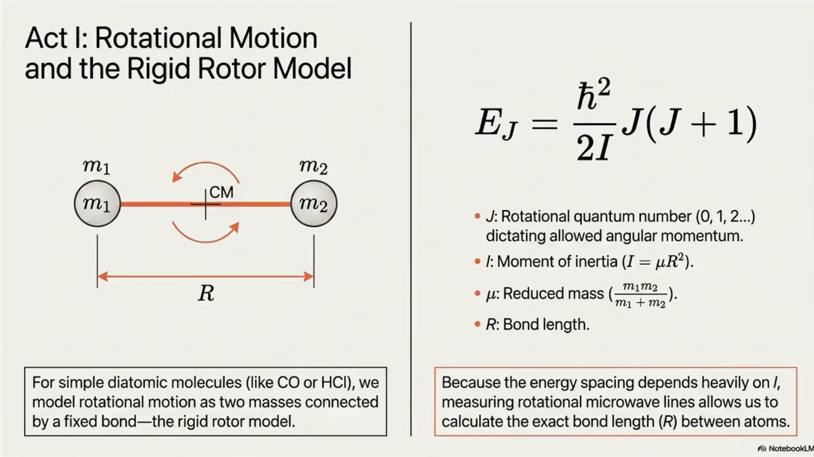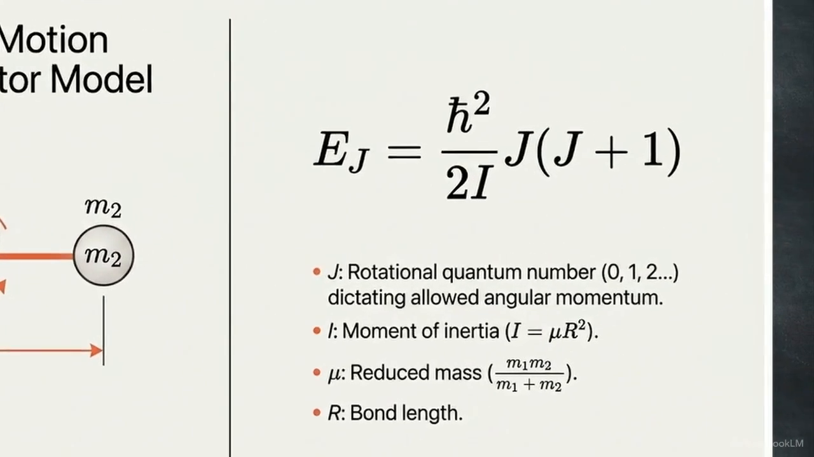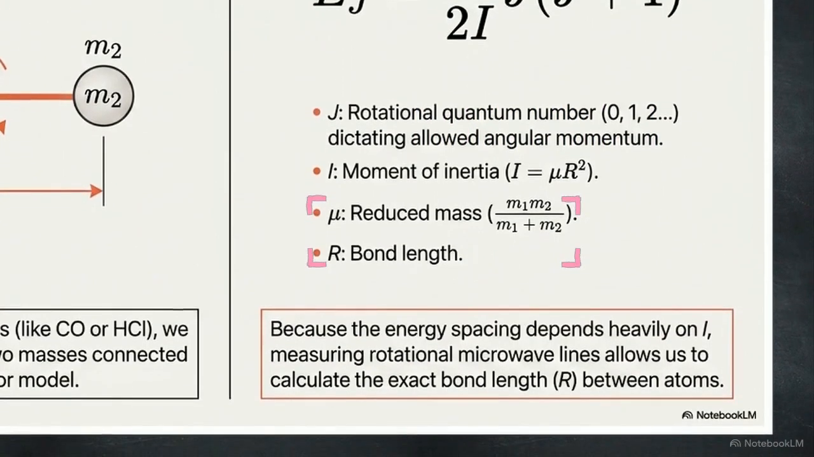This slide details the rigid rotor model, which we use to understand the foundational rotational state of simple diatomic molecules like hydrogen chloride or carbon monoxide. Looking at the rotational energy equation, the allowed energy levels depend on the rotational quantum number, J, but the crucial physical variable controlling the energy spacing is the denominator, the moment of inertia. That moment of inertia is dictated entirely by two physical traits: the reduced mass of the specific atoms and the exact bond length between them.